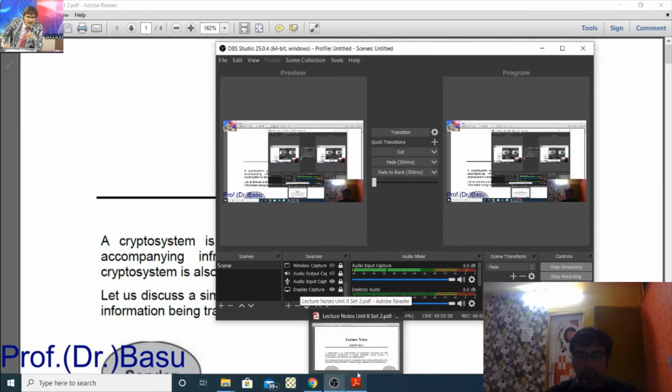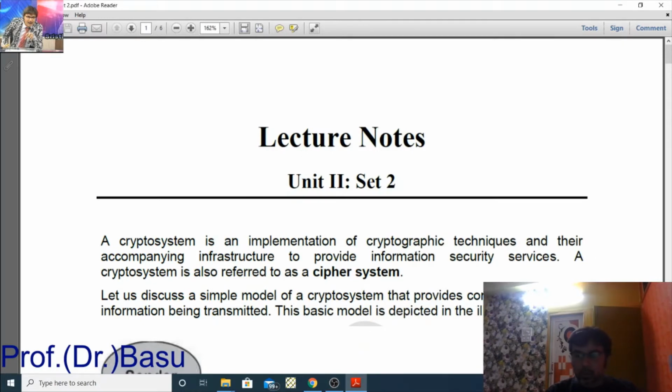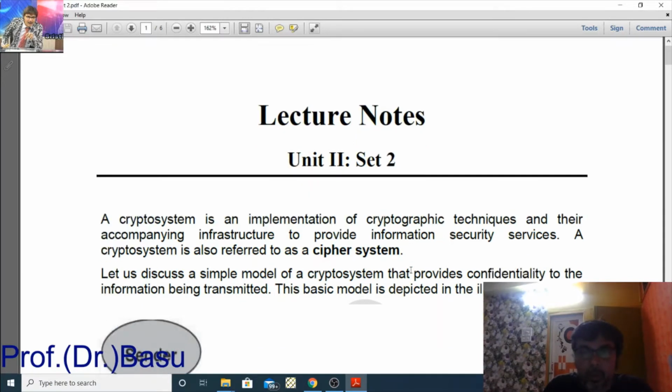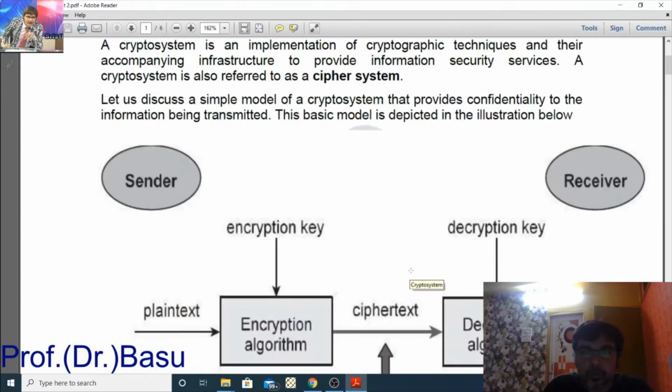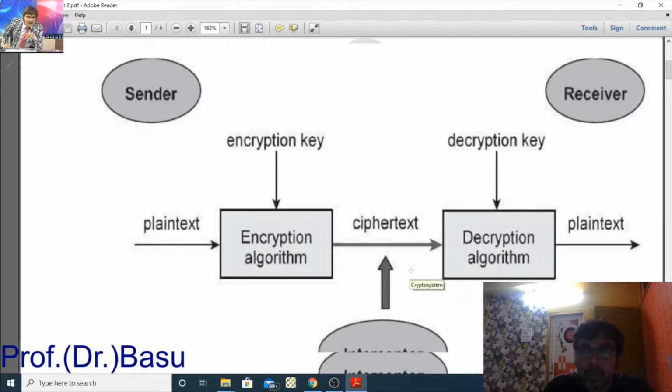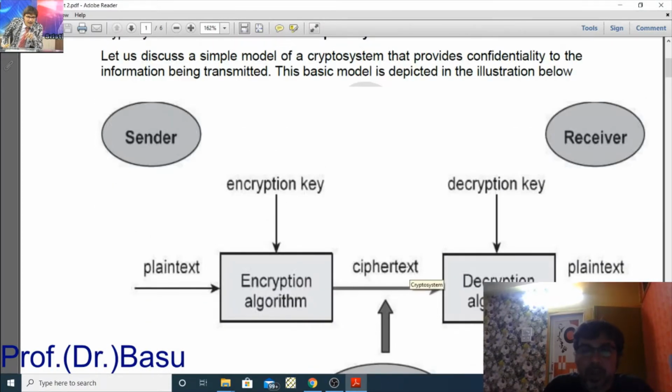So let us continue with the discussion. Okay, fine. So today we will discuss the different methods of crypto system. It is very easy to understand if you go through my notes.